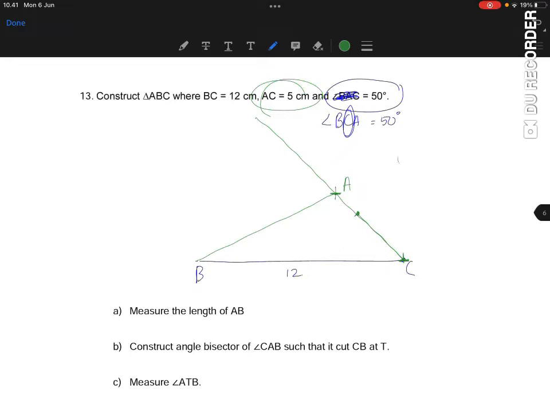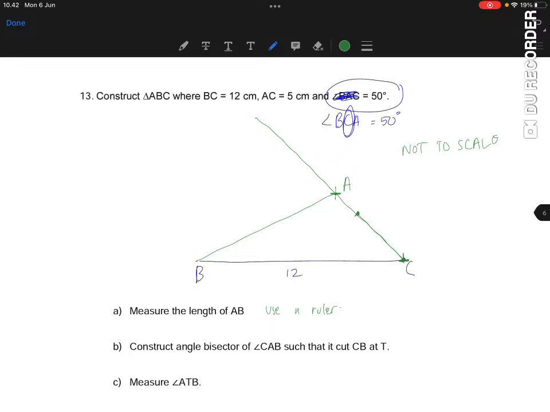Now move on to A. This one is not to scale, yeah. I need you to draw it to scale using a protractor, ruler, and compass. Move on to A. Measure the length of AB. Use a ruler and measure this line. Continue. B. Construct the angle bisector of CAB such that it cuts CB at T.